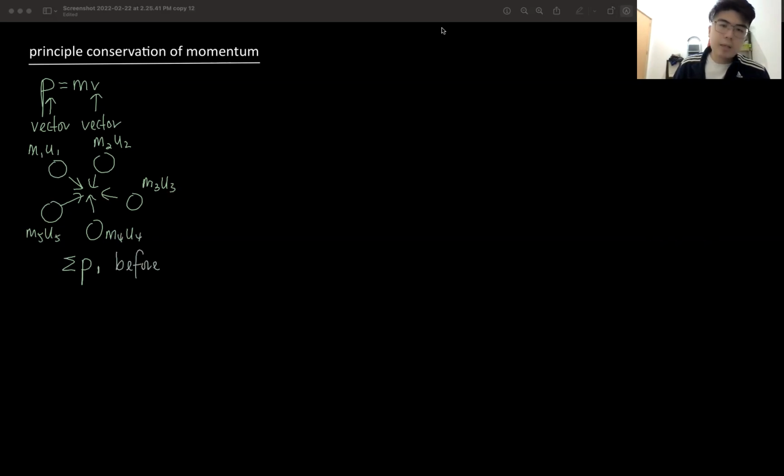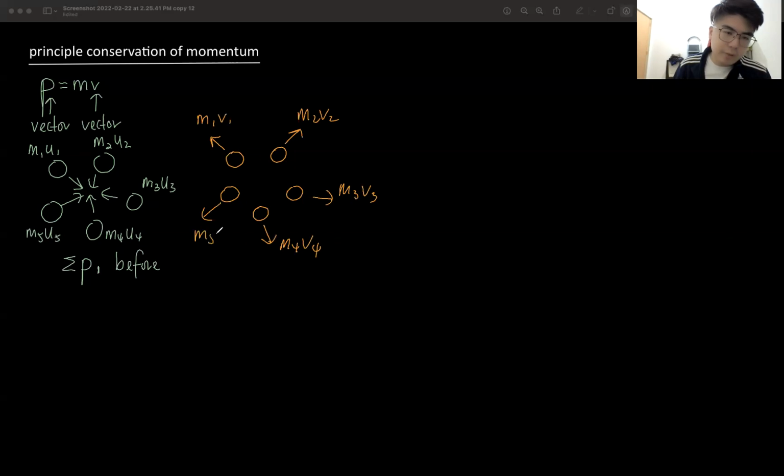Okay. Now, here's an incident. They collide, and then now they move away. What happened to their velocity? The velocity definitely has changed. So I'm going to write M1, V1, M2, V2, M3, V3, M4, V4, and M5, V5. Okay, the mass, does it change? Mass does not change, only the velocity changes.